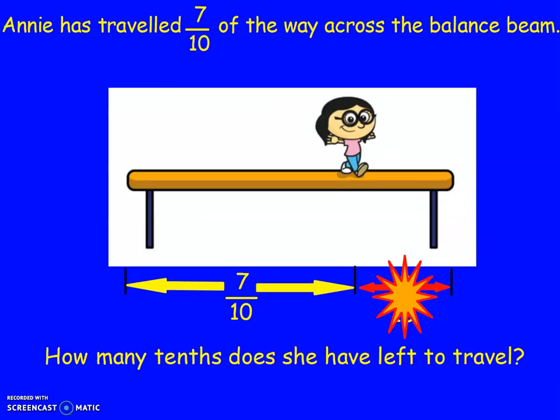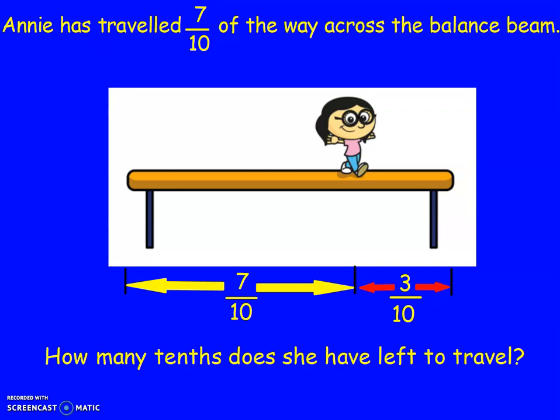Okay, I've just got 2 more challenges for you before we get started on today's work. Have a look at this one and see if you can work it out. Annie has travelled 7 tenths of the way across the balance beam. How many tenths does she have left to travel? See if you can have a go at this question. So she's travelled 7 tenths. To get to the end, how many more tenths has she got to travel to get the whole way there? Well done. She would need to travel 3 tenths more. 7 plus 3 is 10, so that would complete the whole.